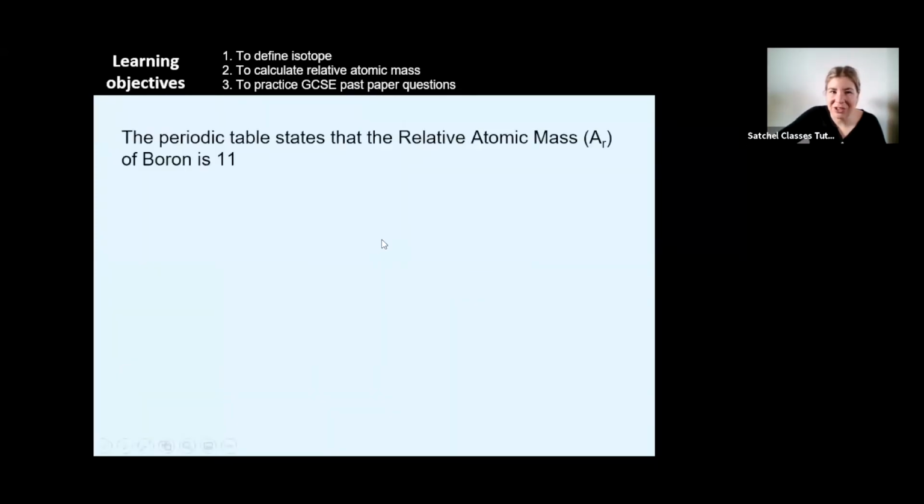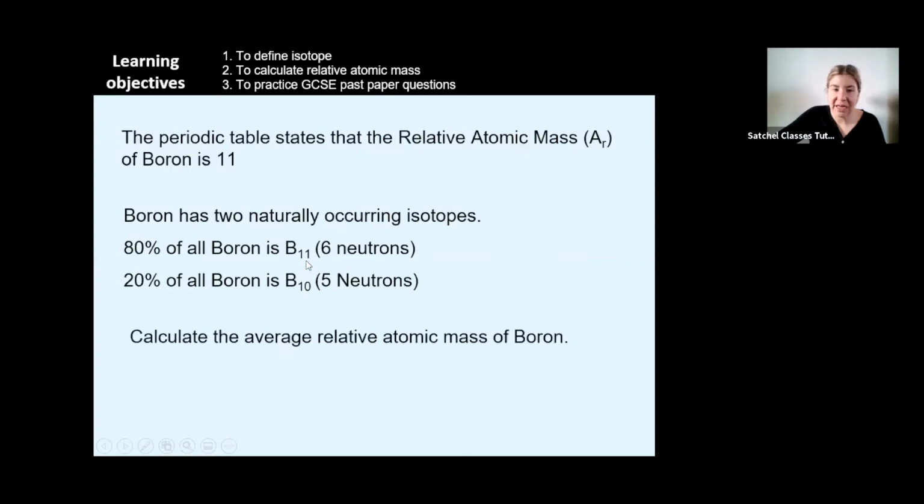All right, so the periodic table states that the relative atomic mass of boron is 11. It has 2 naturally occurring isotopes, 80% of which is boron 11, B11, and 20% of which is boron 10, B10. Calculate the average relative atomic mass of boron. Remember, mass times abundance plus mass times abundance, all of that divided by 100. Pause the video now and have a go at this example.